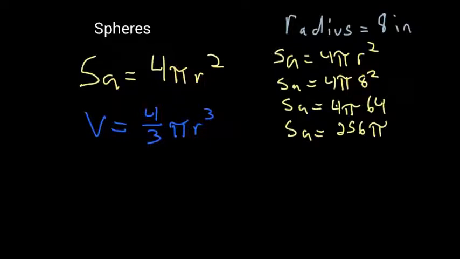And then to get an estimate, we're going to multiply the 256 times 3.14. So my surface area is about 803.84 inches squared. Area is always squared. So then do the volume.